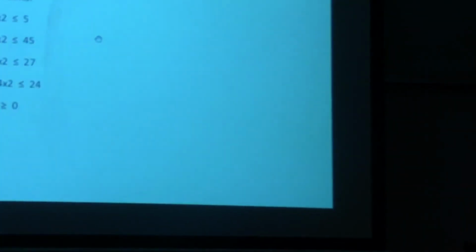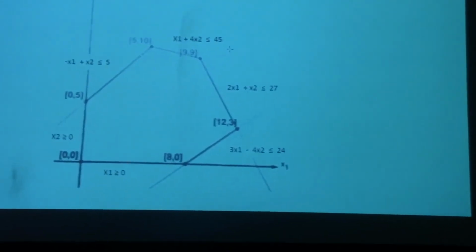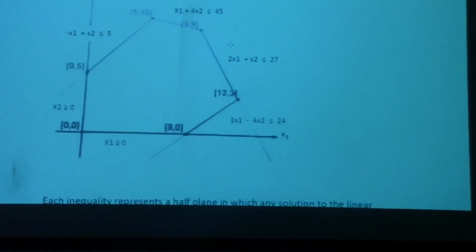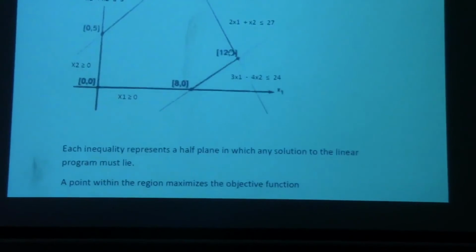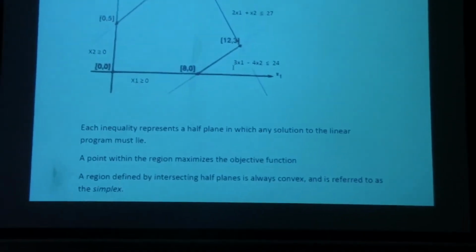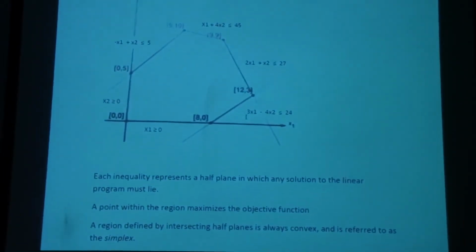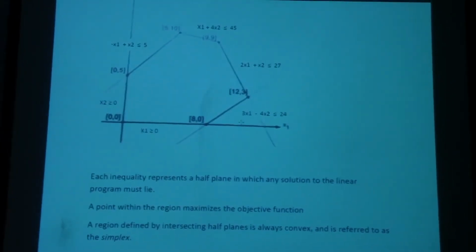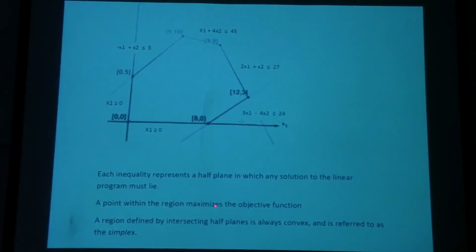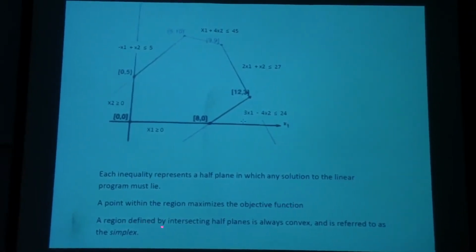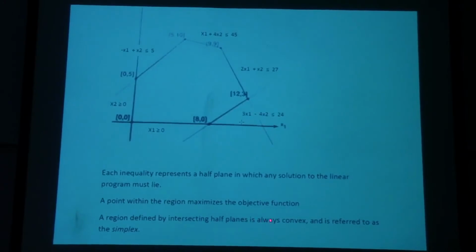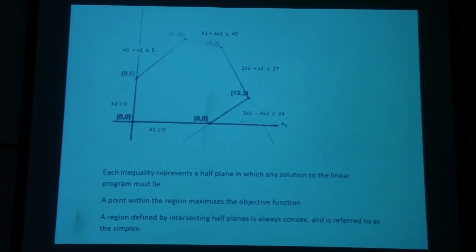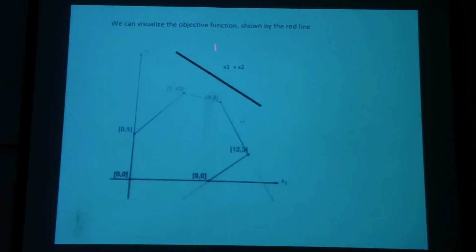So that's our visual here. Therefore, each inequality represents a half plane in which any solution to the linear program must lie. So they are defining this closed space, this closed simplex. A point within the region maximizes the objective function. The region defined by the intersection of half planes is always going to be convex, and we refer to this as a simplex.